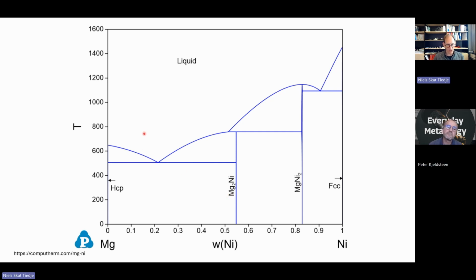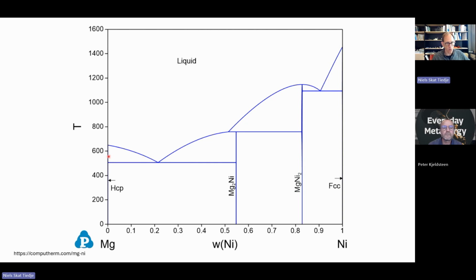When we come from high temperature, the first thing that happens when the temperature is reduced is that we hit the solidus line for the magnesium. And that means at this point, we have a balance between pure magnesium and a liquid that contains 15% nickel. In the liquid, magnesium and nickel will mix quite nicely. So no problems here.